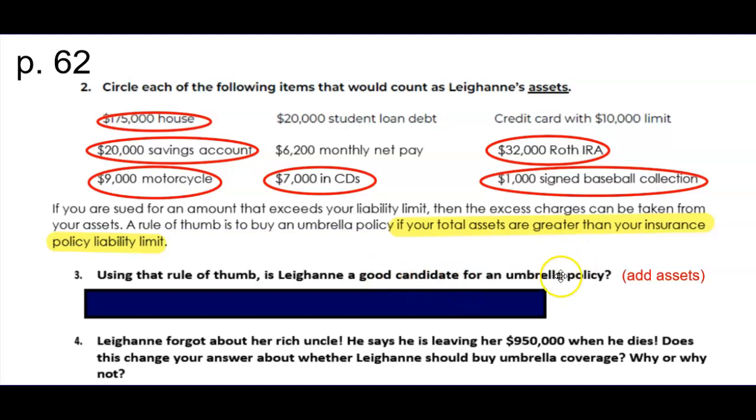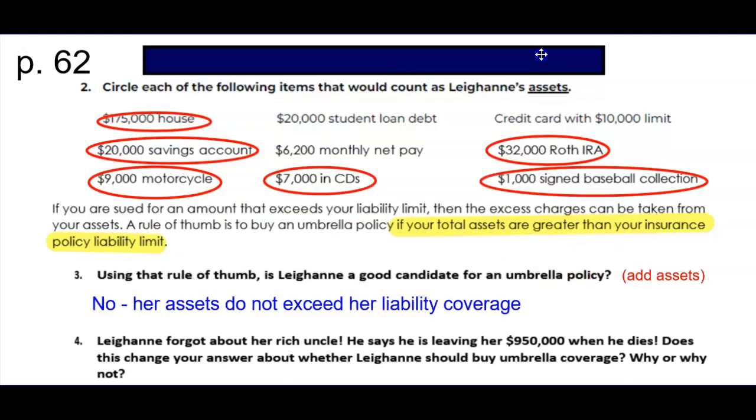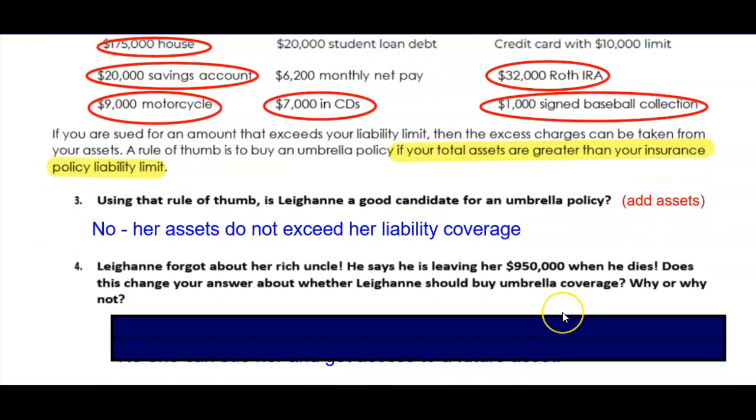So is Leanne a good candidate for an umbrella policy here? If you add up all these assets, just take a second to add those up and see what you get. All right. So I'm coming in well under $300,000. So there would not be a situation where her assets would exceed her liability coverage. So her liability coverage is going to take care of her. Leanne forgot about her rich uncle. He says he's leaving her $950,000 when he dies. Does this change your answer?